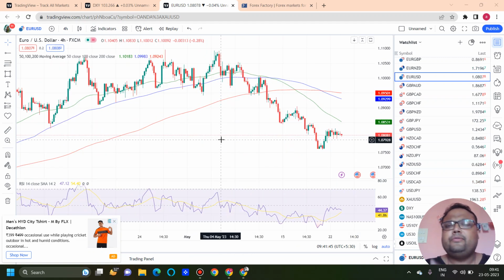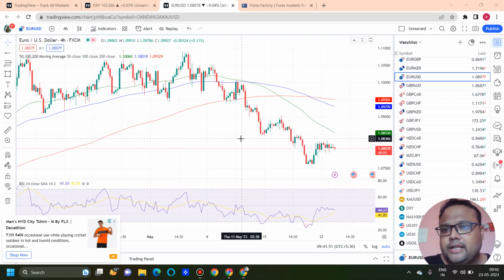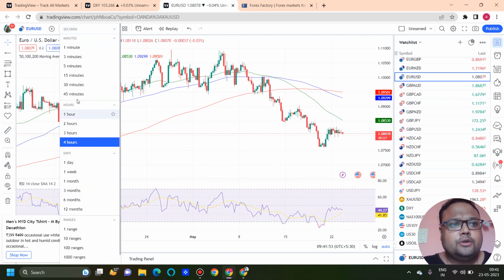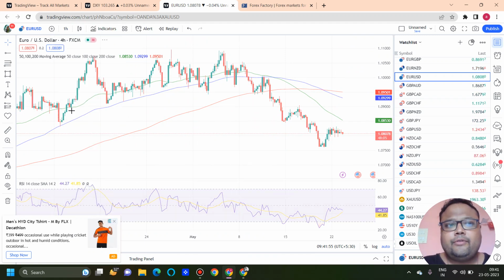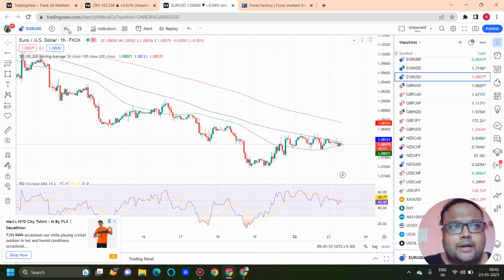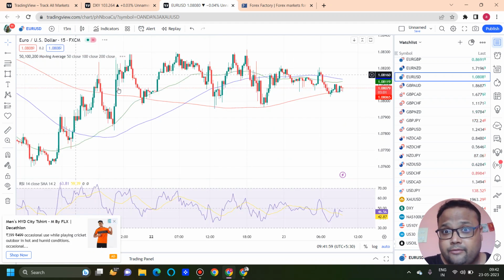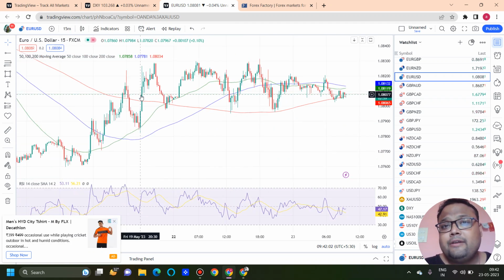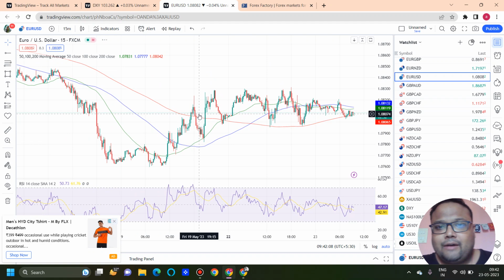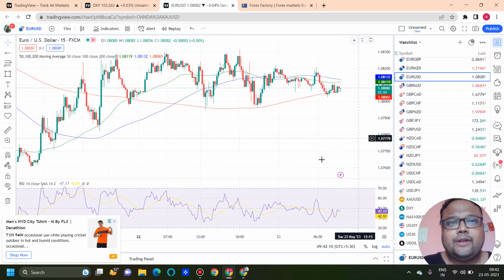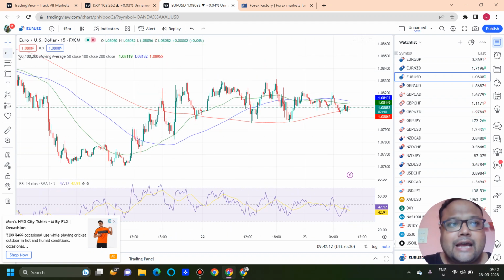But if you are fully in love with EUR/USD and you don't want to look at any other pair, then obviously the 4 hour time frame is not the ideal time frame for you. You should be moving to a lower time frame, like the 1 hour time frame or the 15 minute time frame. But keep in mind, low time frame, low reliability; high time frame, high reliability. That's the thumb rule. So after switching to the 15 minute time frame, we can see a clear sideways market.